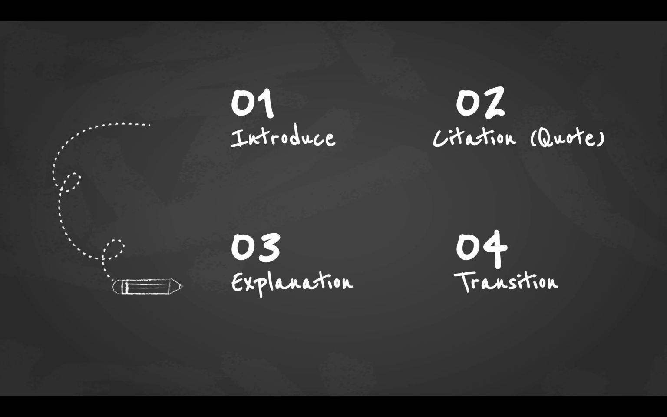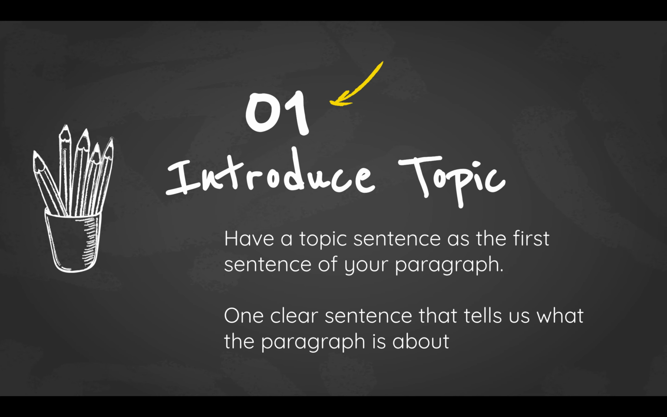There are 4 different elements of this. The first one is to introduce, or this is your topic sentence. The second one is citation, which is your quote or your evidence. Number 3 is your explanation, and then 4 is going to be your transitional statement. And of course, they all spell out ICT. So that's great. The first one, you're going to introduce your topic.